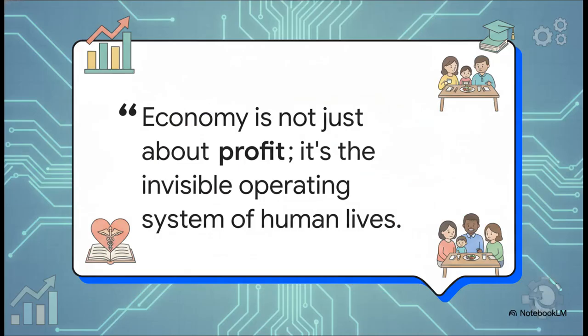All of this really brings us to a pretty profound realization. Economy is not just about profit. It's the invisible operating system of human lives. The whole point of all these economic building blocks we've been talking about isn't just to watch numbers go up on a stock ticker. It's to make sure people can actually live with dignity. I mean, if a society has mind-blowing tech and endless wealth, but millions of its people are struggling just to get basic food, healthcare, or an education, can we really call that society developed?